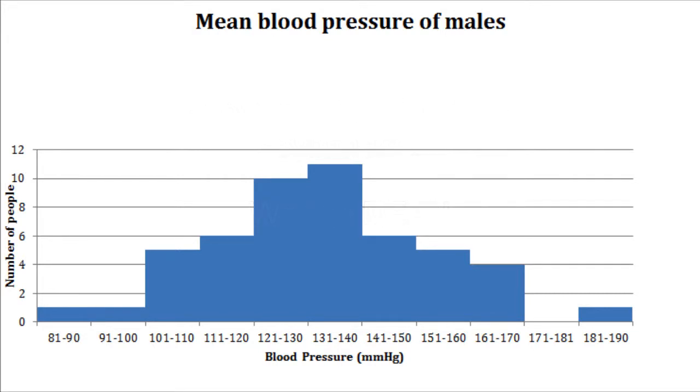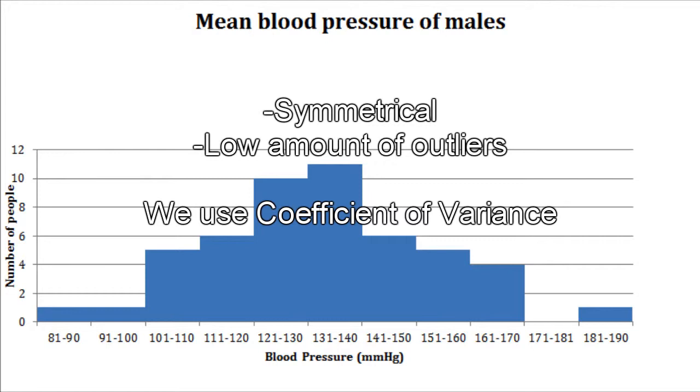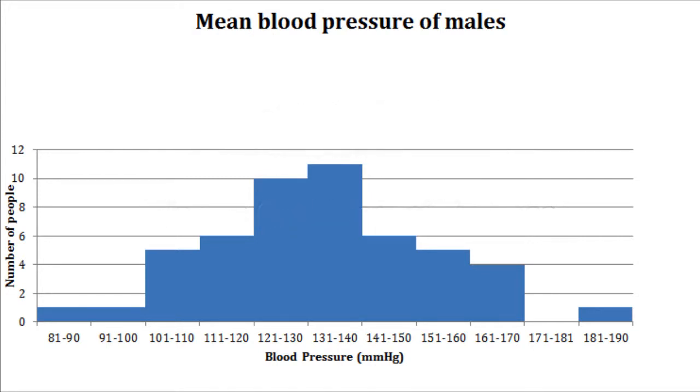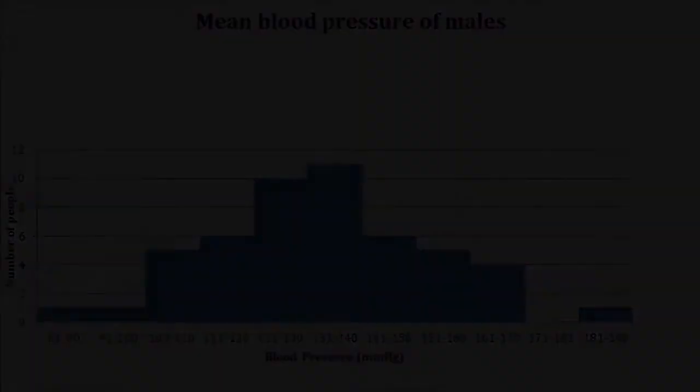Up next, we can use the range, interquartile range, variance, standard deviation, and coefficient of variance to measure dispersion, which refers to how stretched a distribution is. Our distribution is symmetrical and has few outliers, hence the coefficient of variance is most desirable for use in our case. It is calculated that the coefficient of variance is 0.10996, or 0.11, for males.